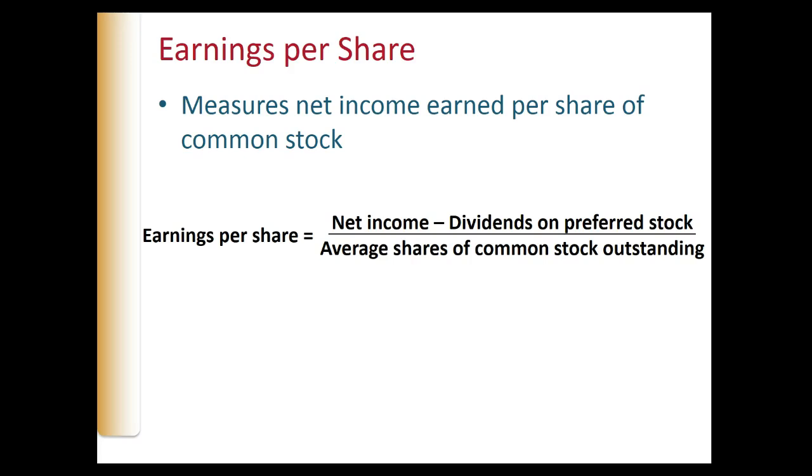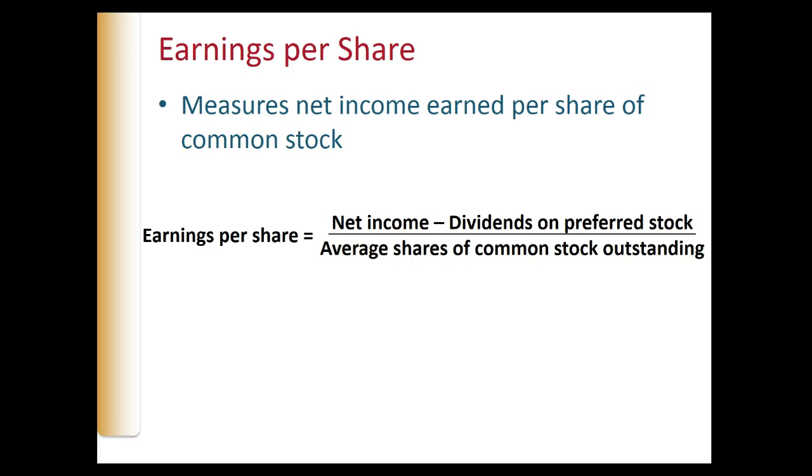We subtract any dividends paid to preferred stockholders from net income to arrive at the income available to the true owners of the company, the common stockholders. If a company does not issue preferred stock, the top half of the fraction is simply net income.